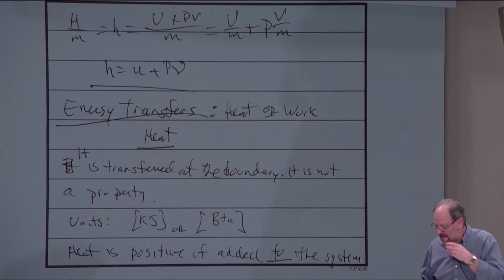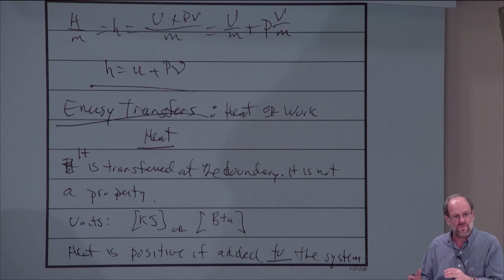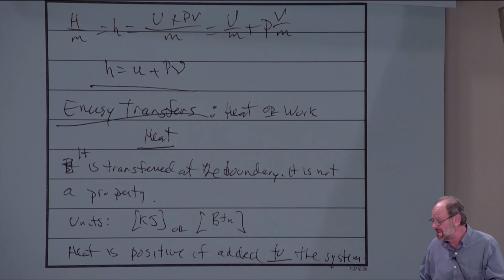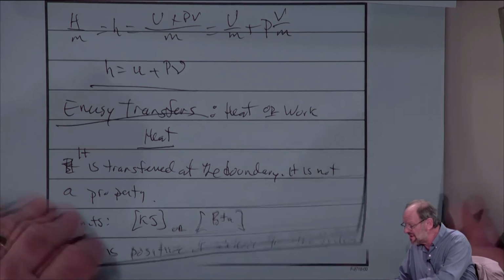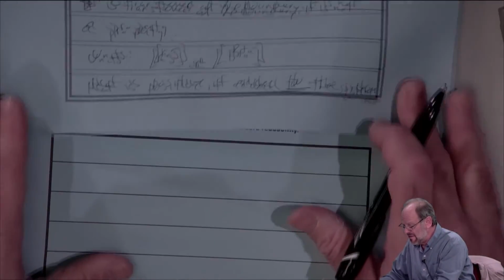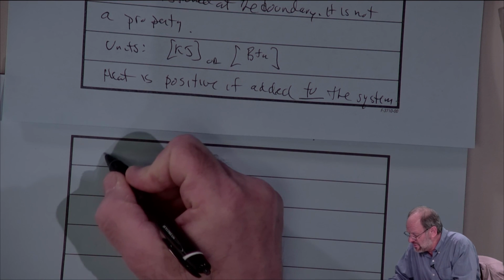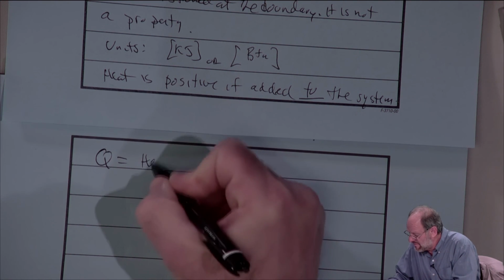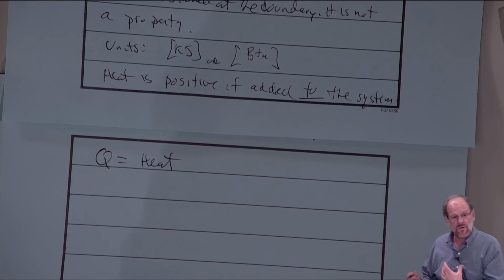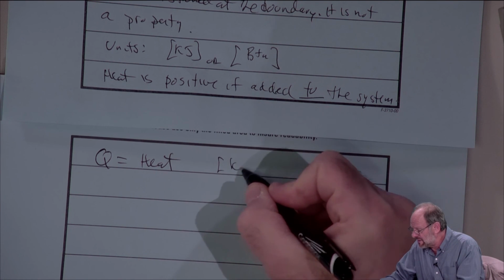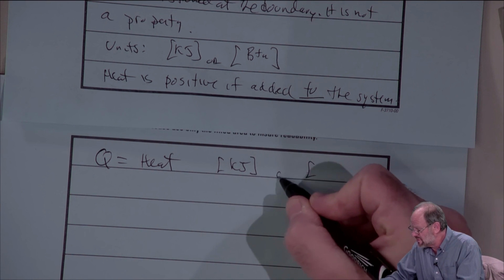I might note that if heat is being removed from the system into the surroundings, then the heat is considered to be negative. So that should be pretty obvious by this statement. So heat is positive if it's added to the system, and then obviously it's negative if heat is taken away or removed from the system. The letter we use for heat is Q.